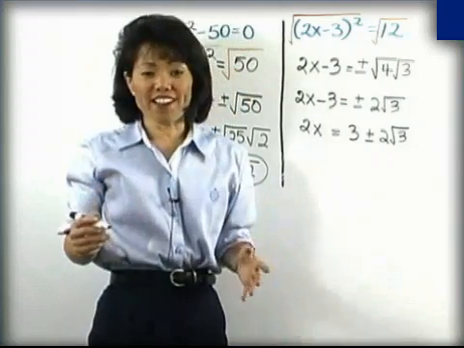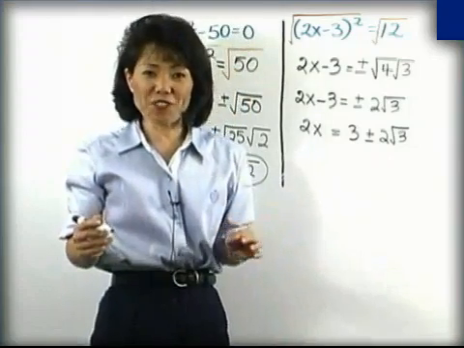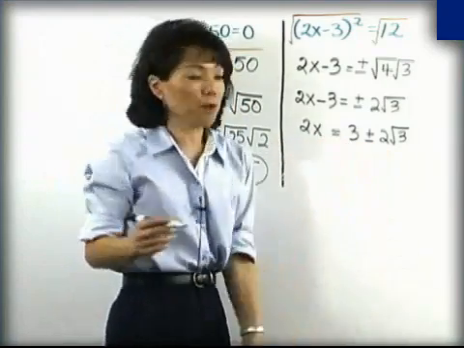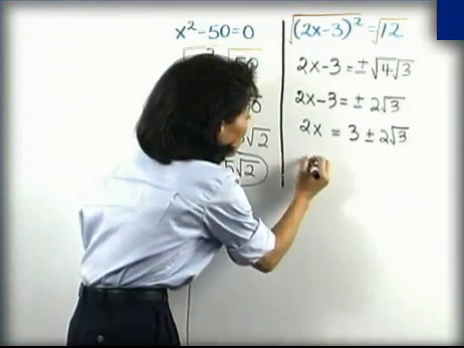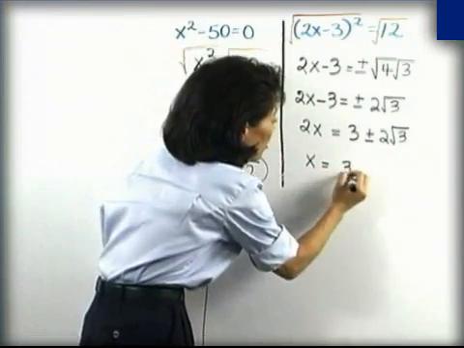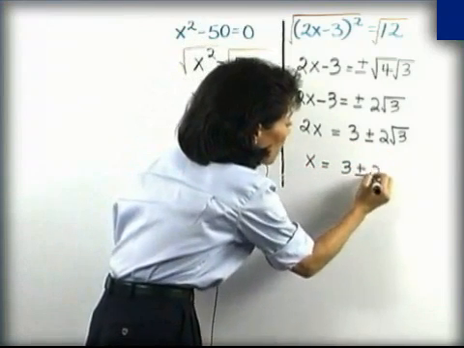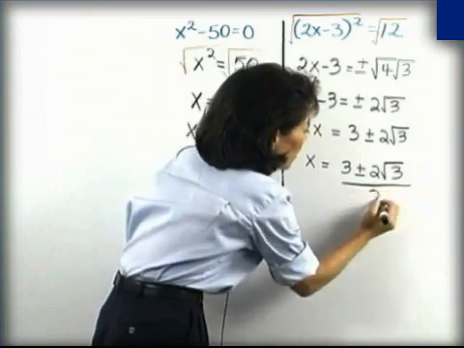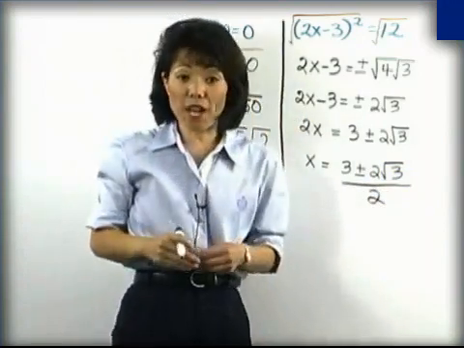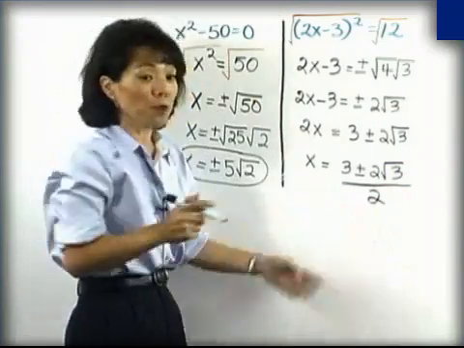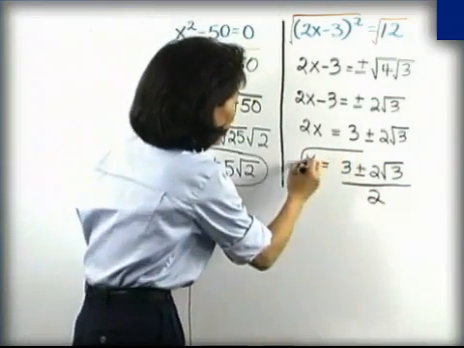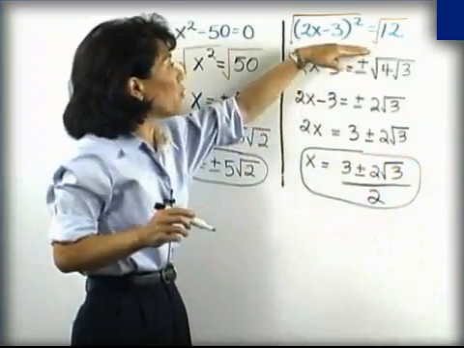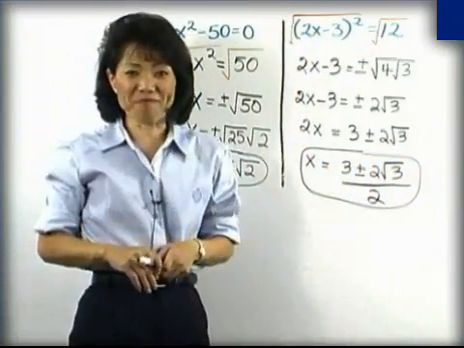Now we're almost there. Can you see that all we have to do at this point is to divide both sides of this equation by the number 2? So when I do, I get x equals 3 plus or minus 2 times the square root of 3, that whole expression on the right divided by 2. So this here is the solution to my quadratic equation up here at the top.